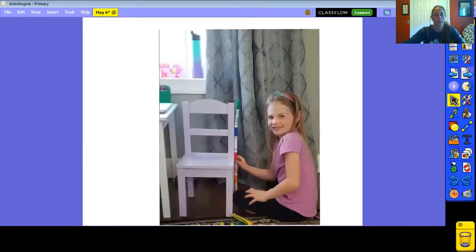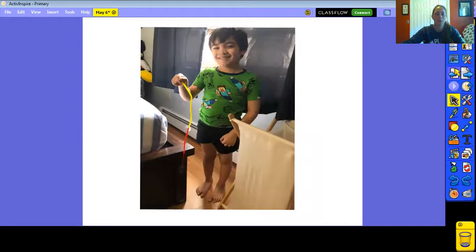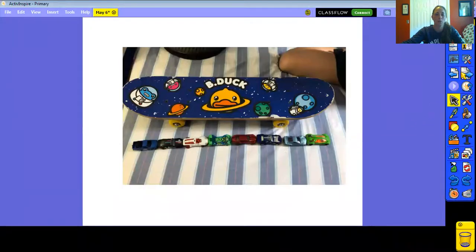And then Allie first. Allie used markers. She measured how tall her chair was with markers. So that's an interesting tool to use. We usually don't think about measuring things with markers. Nice job, Allie. Armani used pipe cleaners to measure how tall his bed was. Again, not a typical tool that we use for measuring, but that's a great non-standard tool. Then he used some toy cars to measure how long his new skateboard is.